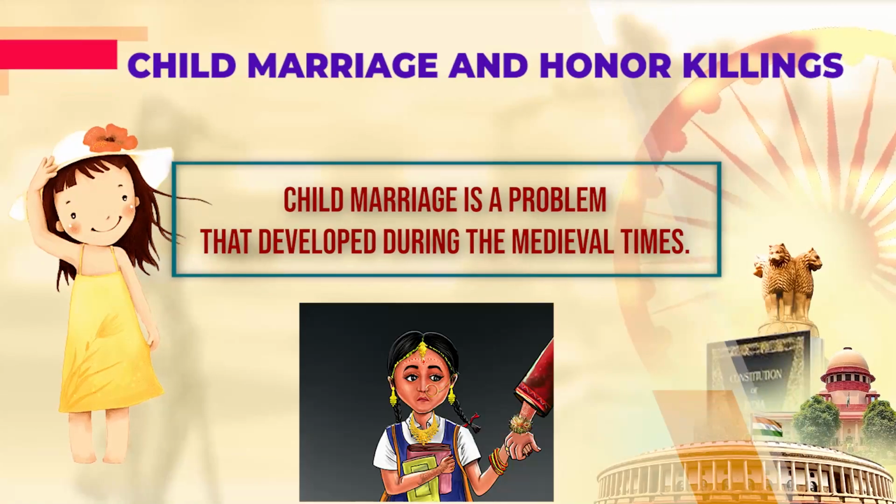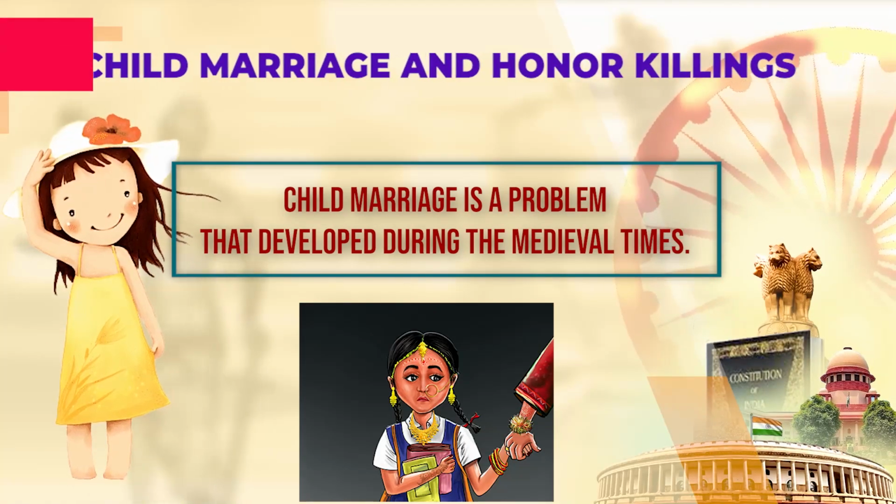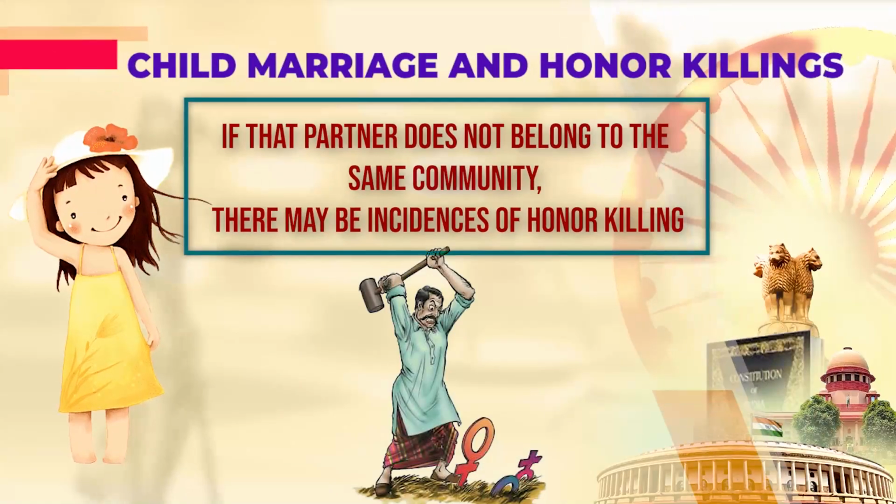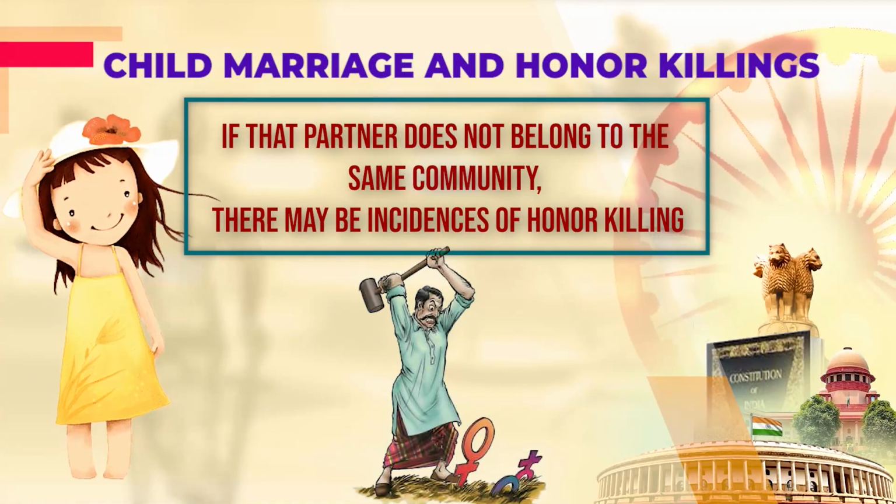Child marriage and honor killings are another problem that is faced by girl children even in this modern era. Child marriages are a problem that developed during the medieval times. However, in some cultures, they have continued till date. And if a girl chooses her own partner, and if that partner does not belong to the same community, there may be incidents of honor killing. Such incidents of honor killing and child marriage also reflect the patriarchal mindset of society, and they also make us understand why we need a codified, a concrete system of rights for girl children.